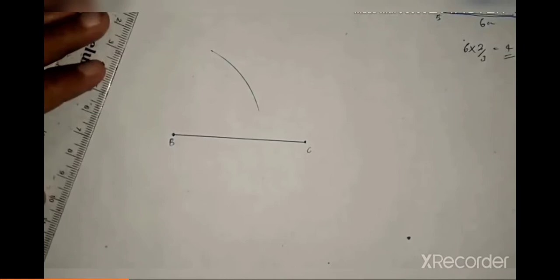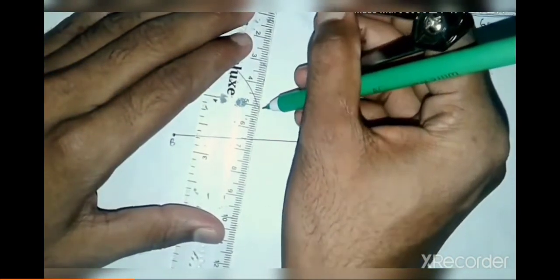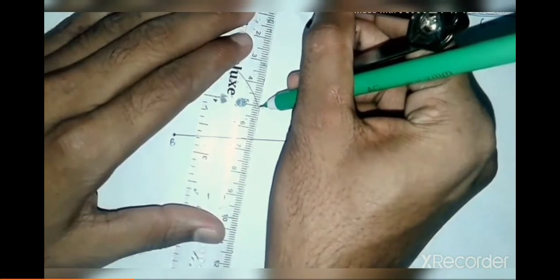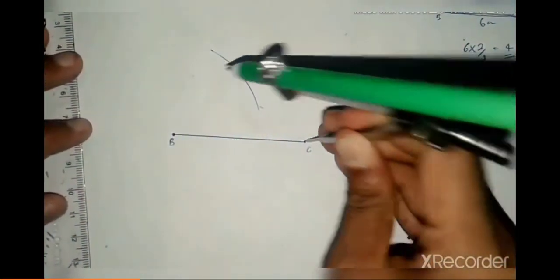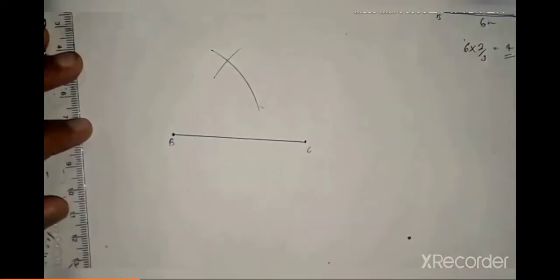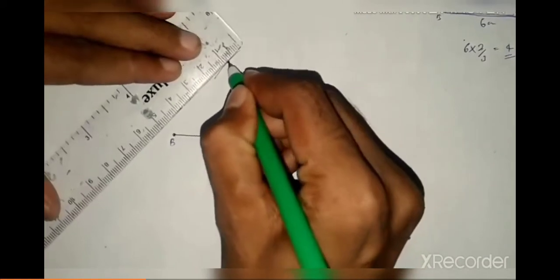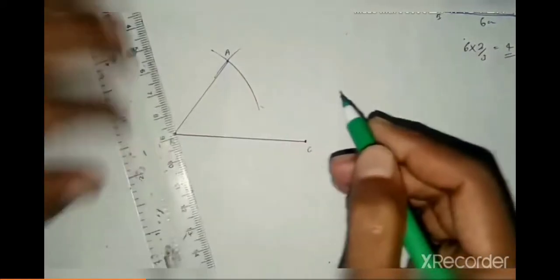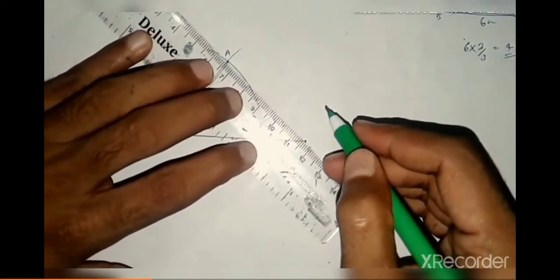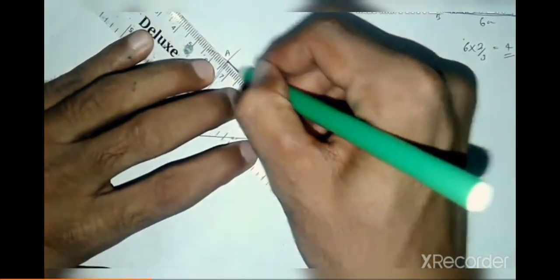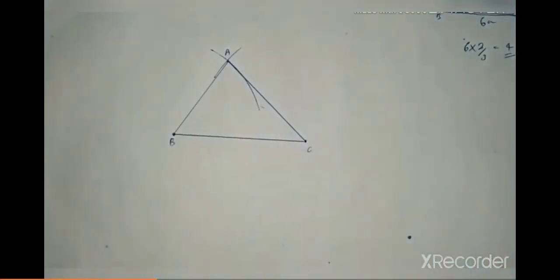You know how to draw a triangle. Take another arc of 5 centimeter from C such that AC will be equal to 5 centimeter. Now you will get a triangle. So AB is equal to 4 centimeter and AC is equal to 5 centimeter. Join the triangle. This is the first triangle.